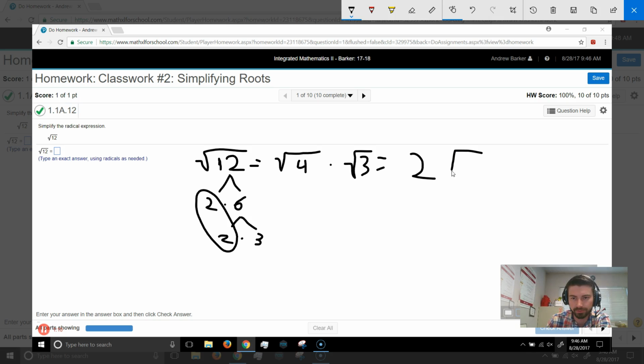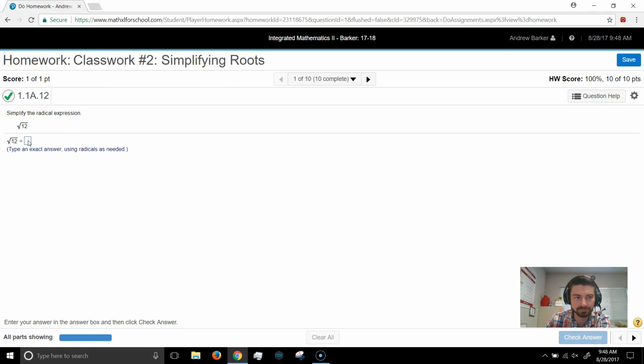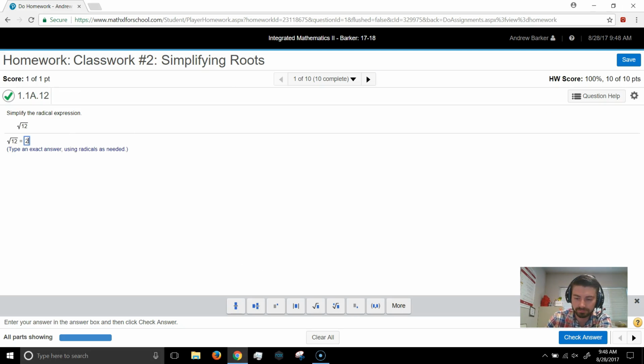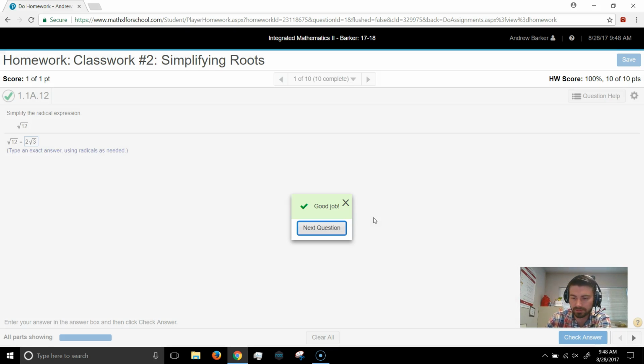The 3 does not square root evenly. The square root of 3 is an irrational number. So this is our most simplified answer. They're asking us to simplify the radical expression, so the simplified answer is 2 times the square root of 3, which is what I'll type in. 2 square root 3. All right.